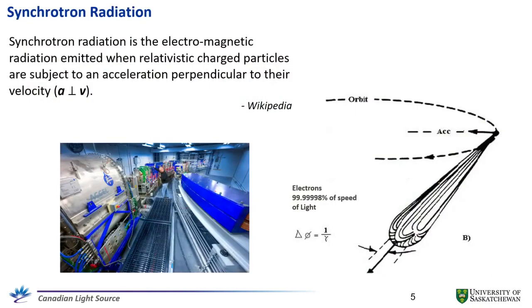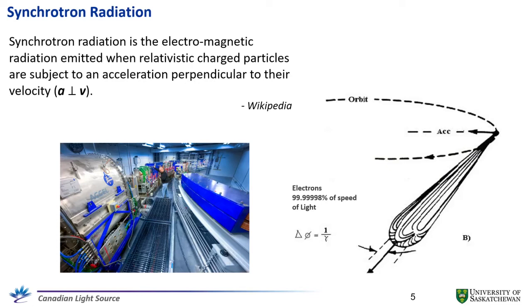So what is synchrotron radiation? According to Wikipedia, this is a pretty concise and accurate description. Synchrotron radiation is electromagnetic radiation emitted from relativistic charged particles subject to acceleration perpendicular to their velocity.